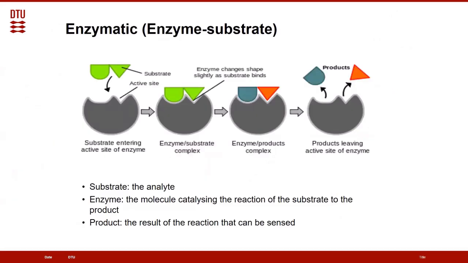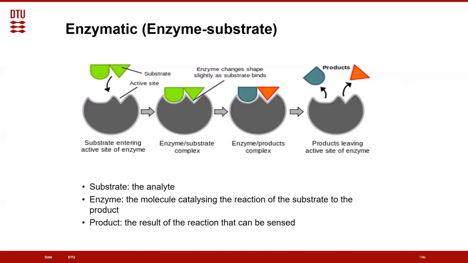So if you look at the enzymatic reactions, it's illustrated here how that works. In the first step, you have some kind of substrate entering the active site of the enzyme. So here you have the substrate and here's the active site. The enzyme changes shape slightly as the substrate binds. Then a chemical reaction occurs and you will end up with two products. These products, it does not need to be two, have a unique fingerprint of your actual substrate, or the analyte that you wanted to detect in the first place. And this is what we then want to detect in, for instance, an electrochemical sensor.